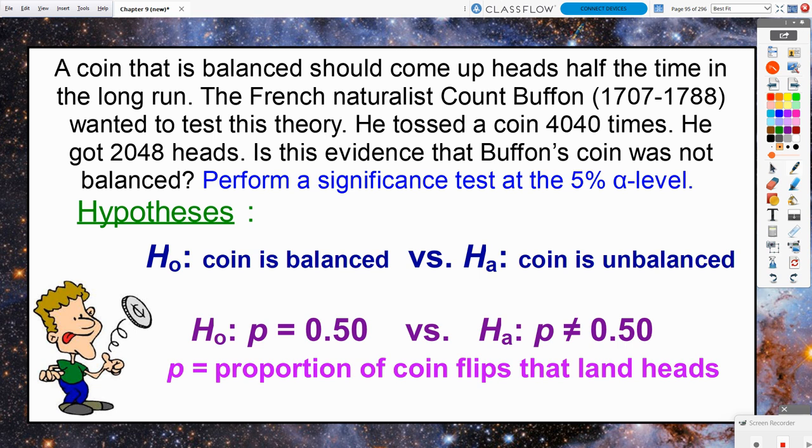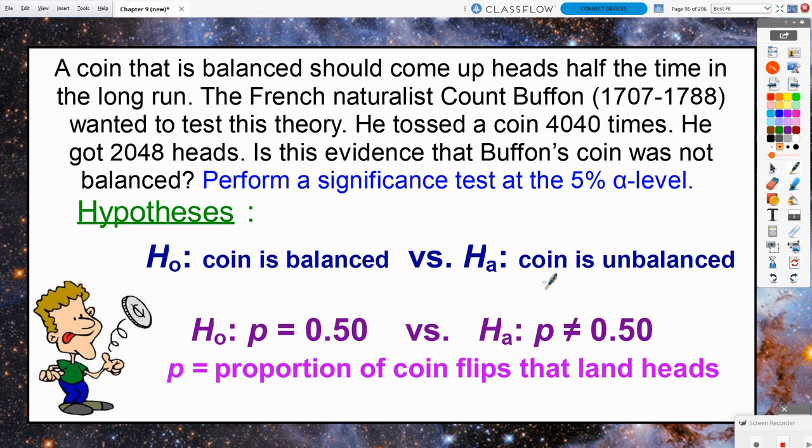Is this evidence that Count Buffon's coin was not actually balanced or not fair? If he flipped this coin 4,040 times, and the coin really is fair and should come up 50% heads, then half of these 4,040 flips would be 2,020 flips. Consider what he got: he had 28 more head flips than what he would have expected. So is 28 more heads really a significant difference that makes us think his coin is not fair? So our hypotheses. We could state this technically in words to say that the null hypothesis is that the coin is balanced, that it's fair.